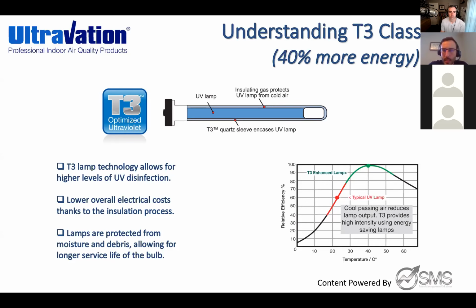And if you look at the bottom chart right there, a typical UV lamp operates at about 60% efficiency, and then you jump up to the green dot there that operates at 100% efficiency. That is encased in a quartz sleeve, and it is insulated with gas that protects the UV lamp from cold air. So that technology does allow for higher levels of UV disinfection, lower overall electrical costs thanks to the installation process, and lamps are protected from moisture and debris, allowing for longer service life of the bulb.